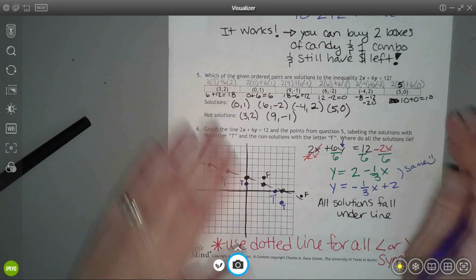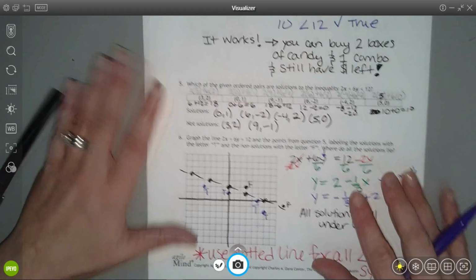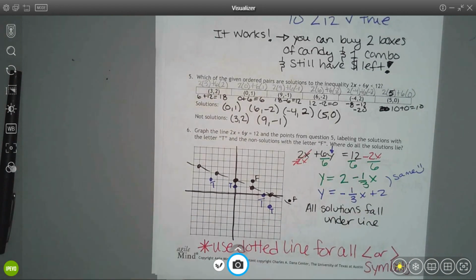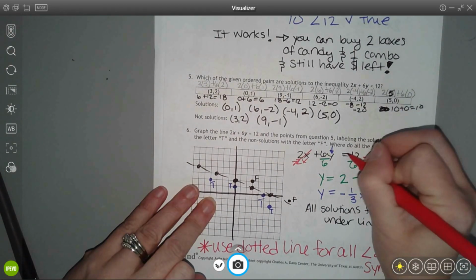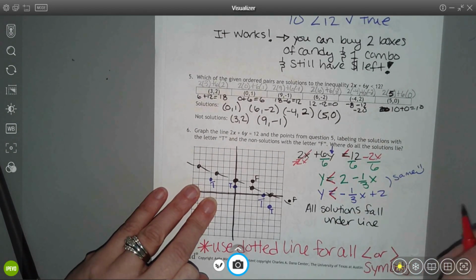Okay, because if you take note up here, we had an inequality symbol. So really, in these, instead of these being equal signs, what these need to actually be are inequality symbols. Less than, less than, less than. Okay?